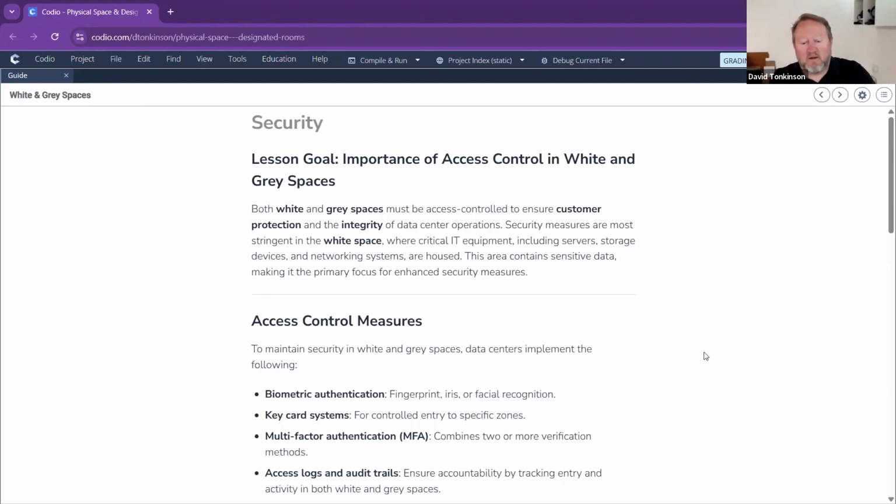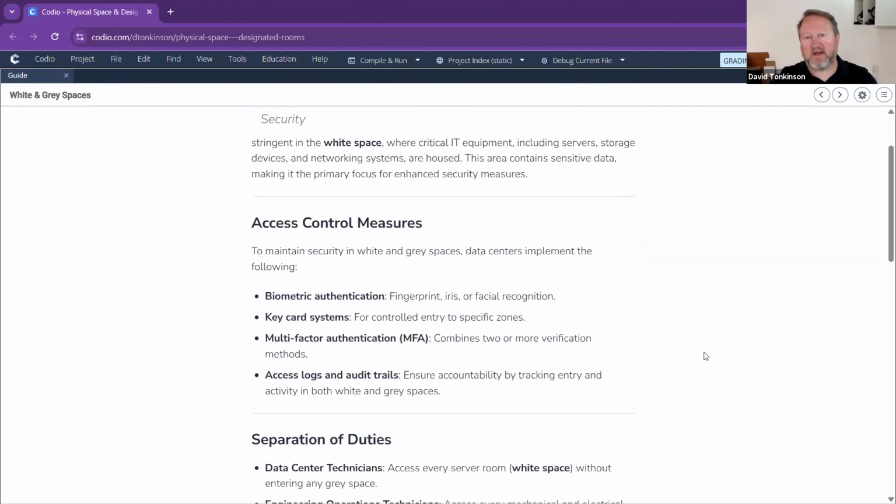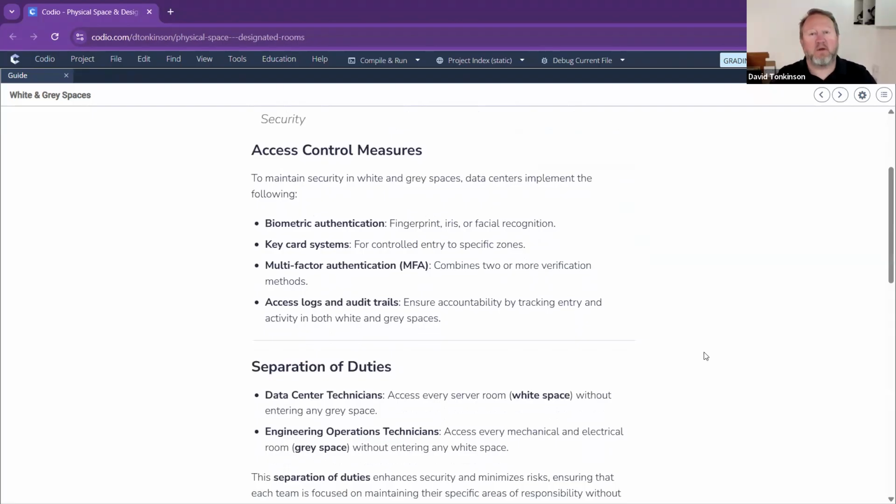Okay, so importance of access control in white and grey space. Like we said yesterday with the security entries and things such as that, we talked about how we control the security access to different areas. Now, we know we can control security through our biometrics, our fingerprints, irises, or facial recognition. We can do it with our friendly keycard system that gets us in and out. And we can use multi-factor authentication. So we can go that step further and basically insist on more than one identification method.